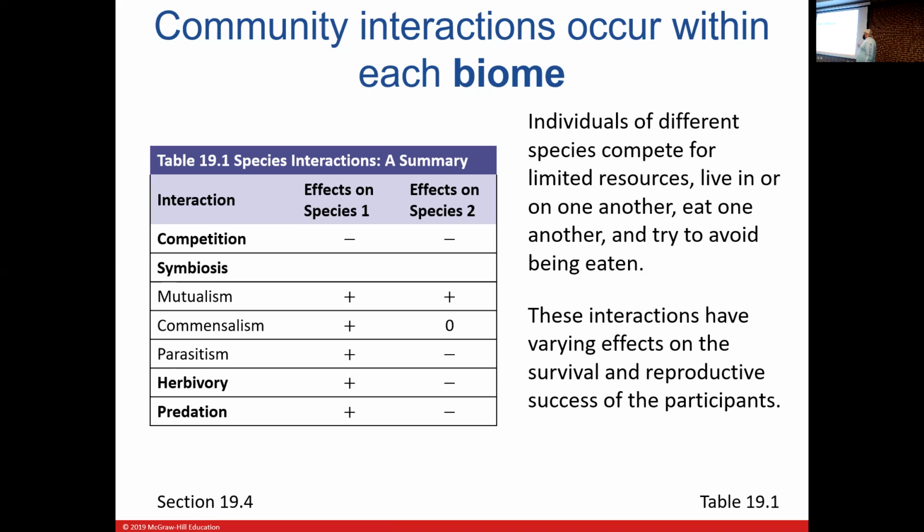These interactions can have various levels of effects on the survival and reproductive success of the participants. Obviously, it's not just cut and dry, yes, it's positive or yes, it's negative. Often this occurs on a gradient, where it can be a slight negative thing that might hamper reproductive success just slightly, but it's enough that it's still technically a negative effect on that plant or that animal.